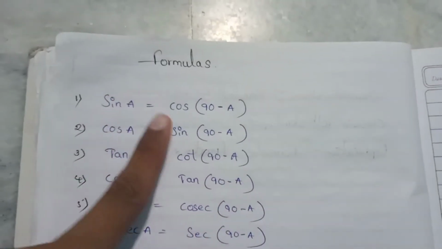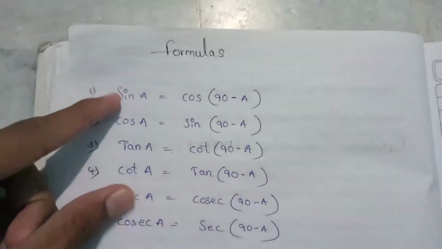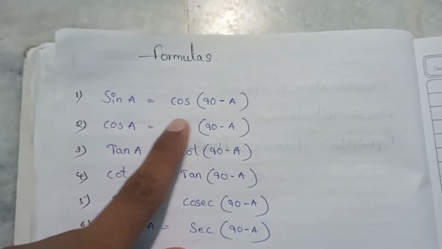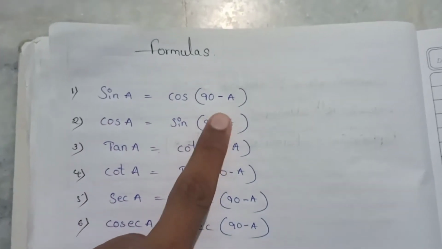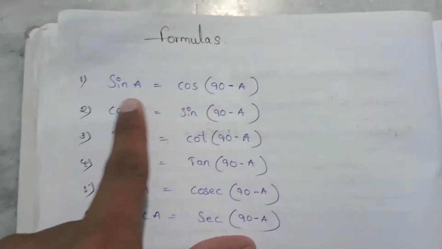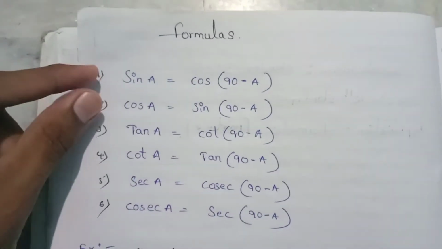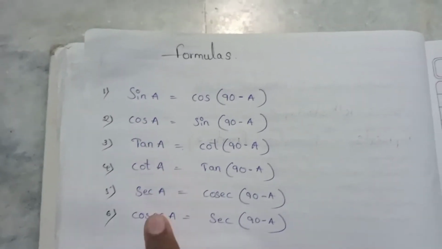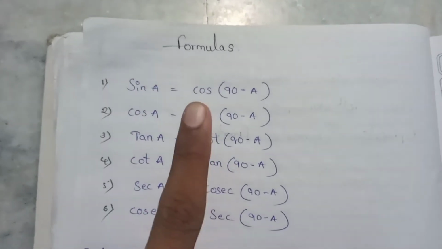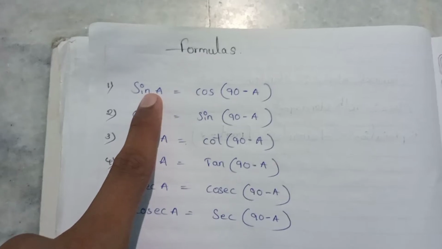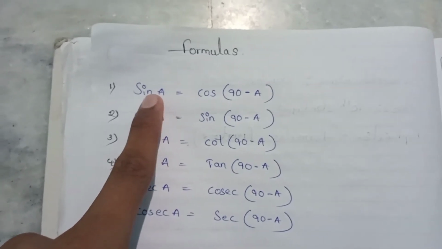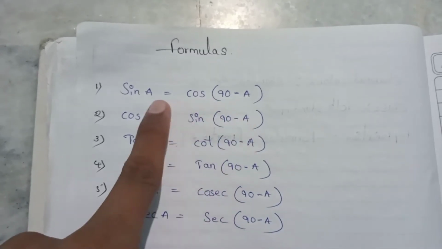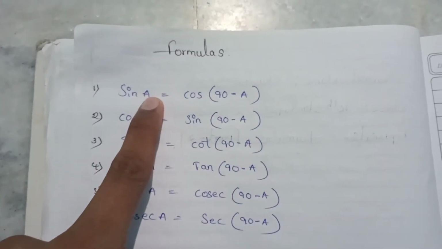See here, these are the formulas. First formula: sin A is equal to cos(90 minus A). Observe here, sin and cos are related, tan and cot are related, sec and cosec are related. How is it related, sir? Observe carefully: sin A is equal to cos(90 minus A). Here A is nothing but the angle.